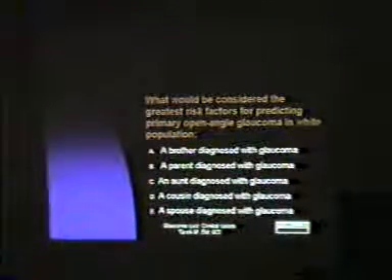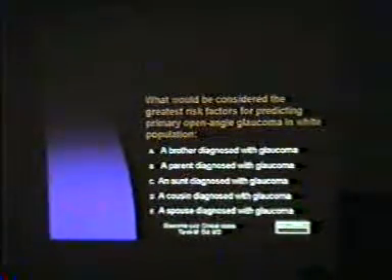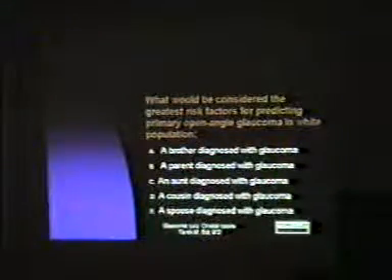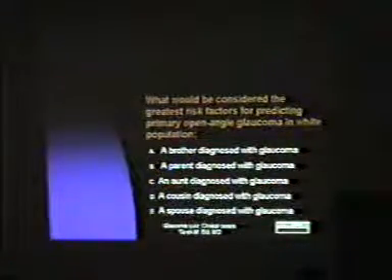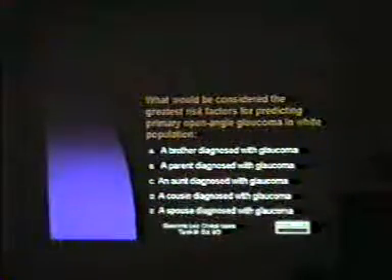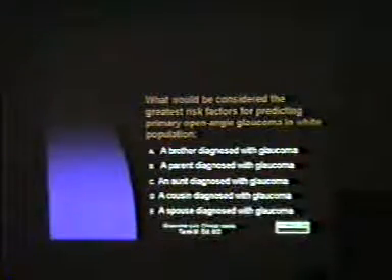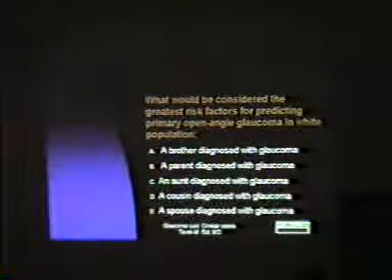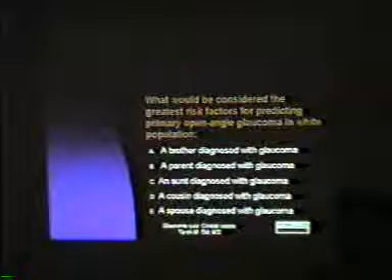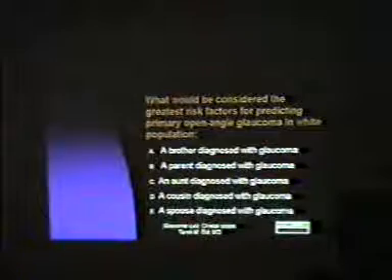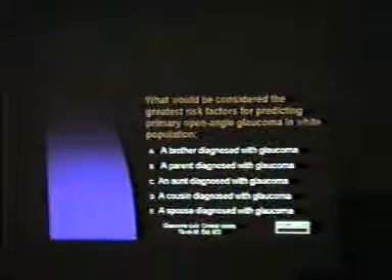All right. What would be considered the greatest risk factors in predicting primary open-angle glaucoma in a white population? I'm sorry for giving these few questions because they are epidemiological, but they're related to primary open-angle glaucoma, and these are the kind of questions you usually miss in the exam. These epidemiological and statistical questions, I know. So think about it. A brother diagnosed with glaucoma, a parent diagnosed with glaucoma is true. An aunt diagnosed with glaucoma, it's true also.